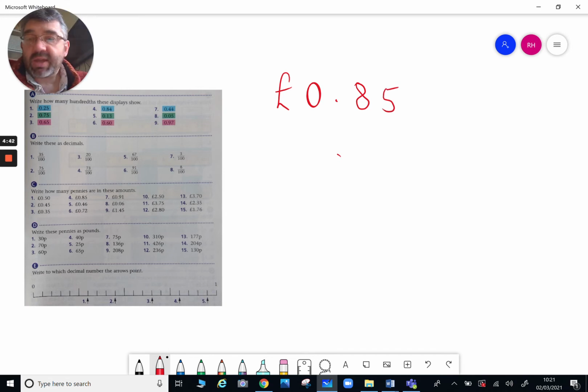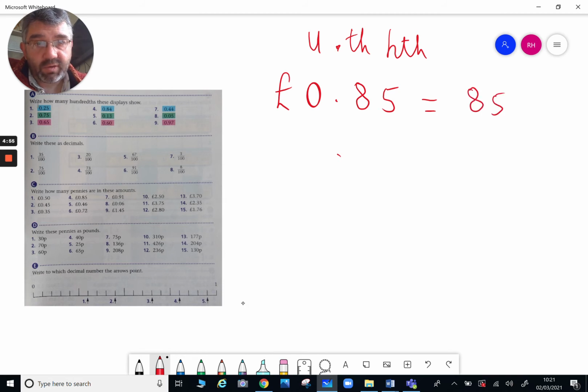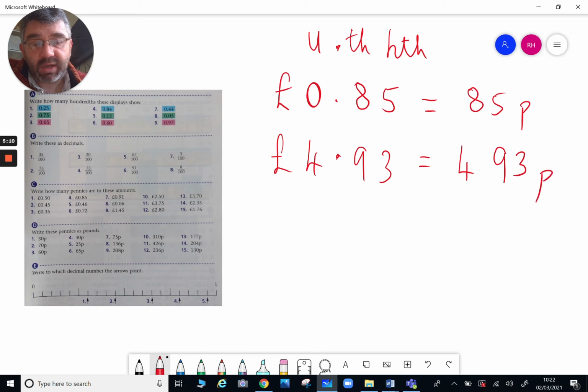So how many pennies do you have? Well, if you think of this as units being pounds, and if you think of your tenths and your hundredths as being your pence, £0.85 equals 85 pence. Okay, easy peasy. Let's say you had something like this. What should we have? £4.93. So you would have how many hundredths? Your units is hundreds now, okay? So you'd have 493 pence. Pretty straightforward, pretty easy, okay?